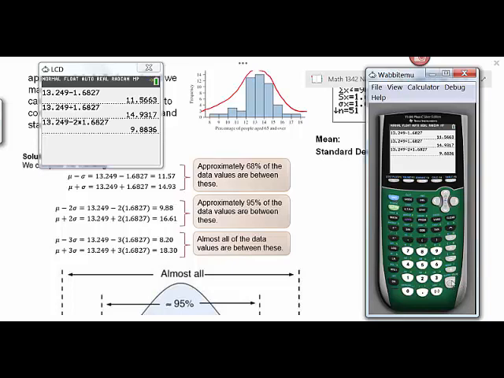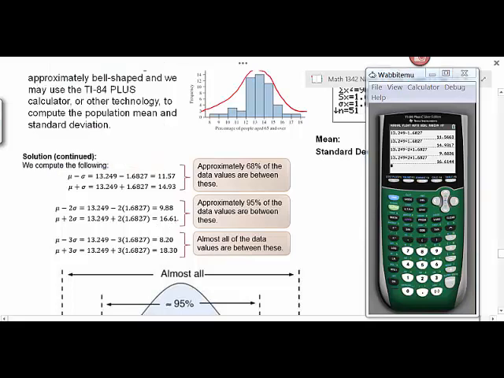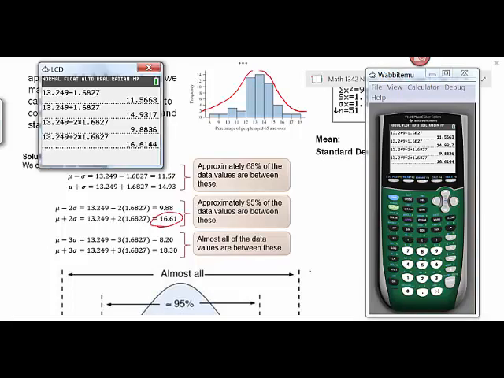If you hit second enter again, move your cursor over and change the minus to a plus, you get 16.61, which is the number that they got right here in the middle. That's where this number came from. Do you like the second enter? It just saves you some keystrokes and some time.